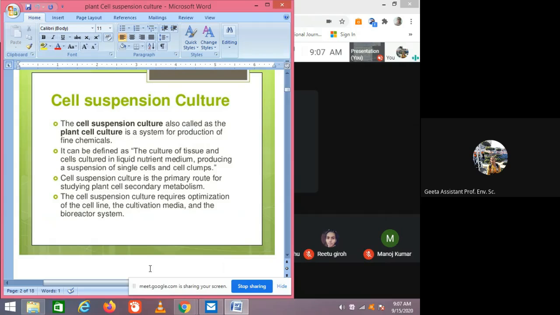basically the optimization of a particular cell line which has been used for the production of secondary metabolites. And the cultivation media means the media which can be used for the cultivation of these particular cell lines for the production of a particular defined product. And the bioreactor system, as you are reading, bioreactors are those from where we can cultivate these plant and animal cells for the extraction of these metabolites.